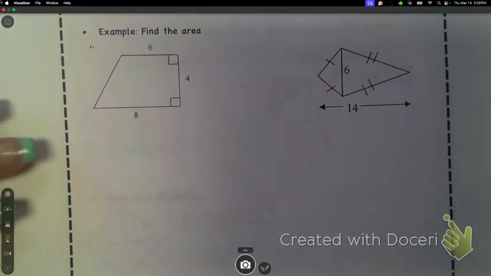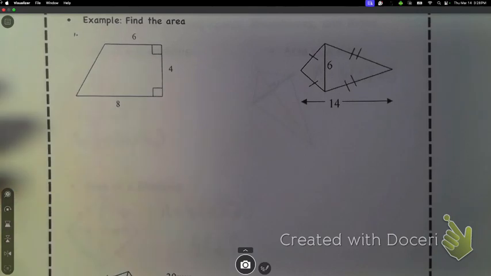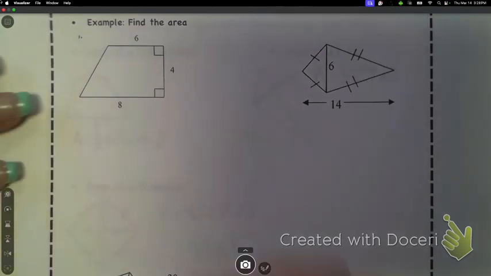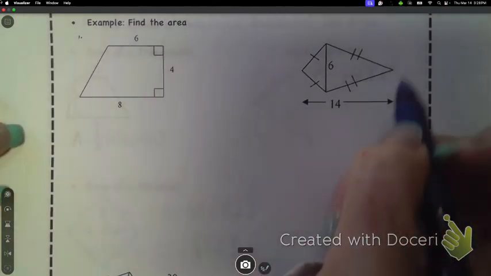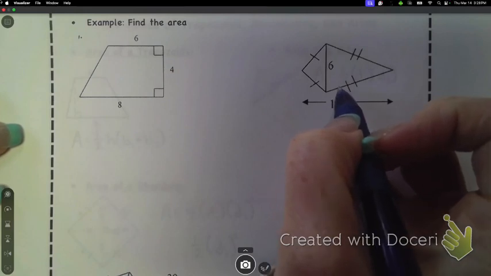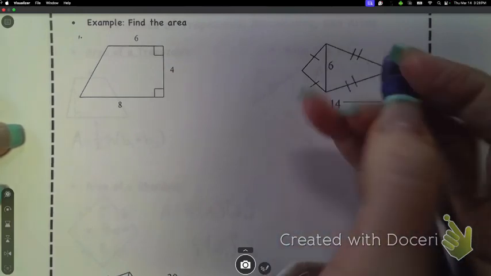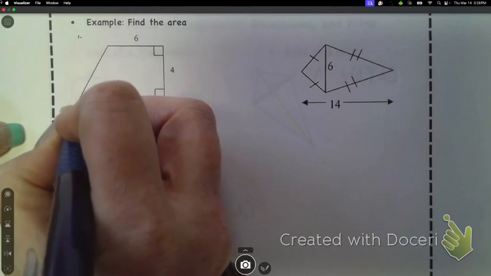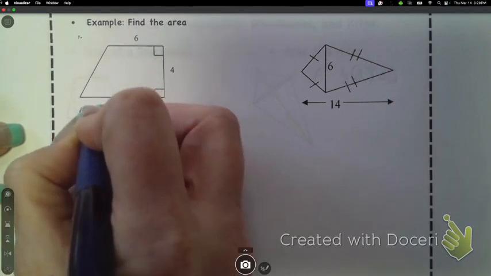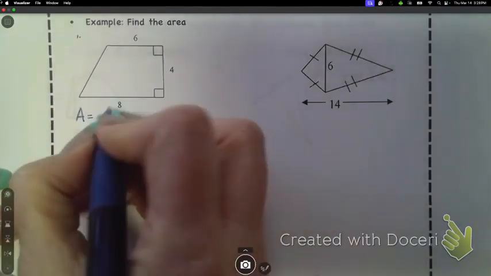Trapezoid. And what shape is next to it? Kite. No, this is a kite, not a rhombus, because it's different. Okay, so trapezoid is, without looking, area equals 1/2.